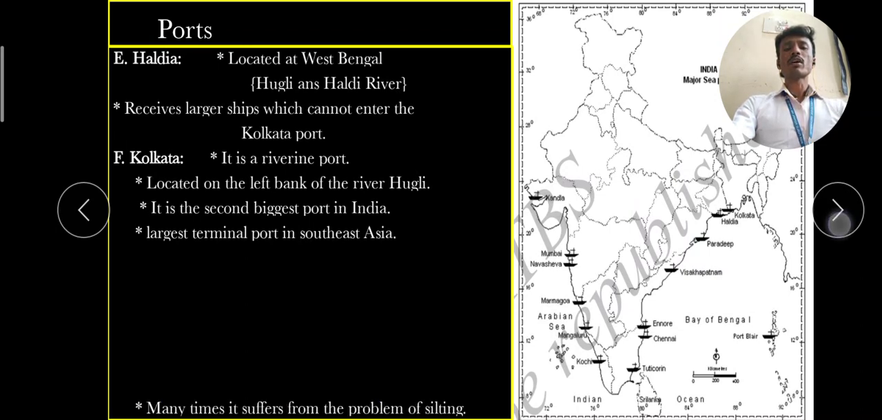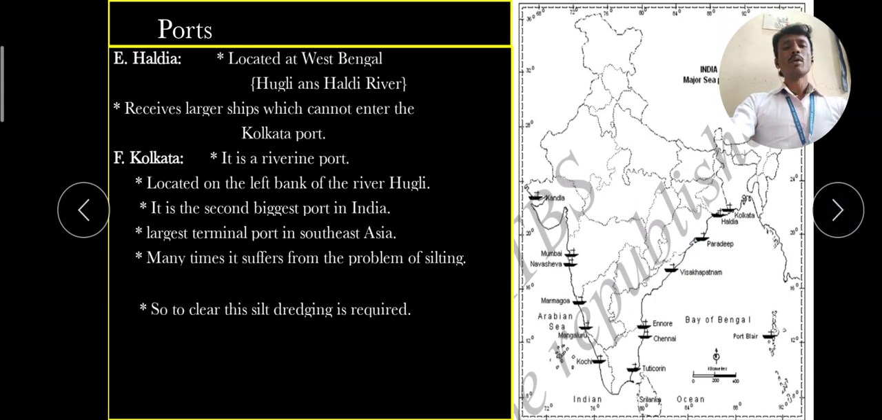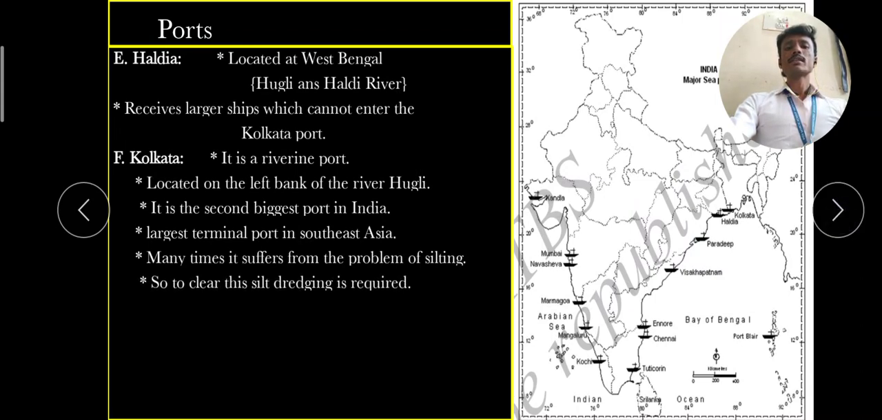So this is about Kolkata, and many times it suffers from the problem of silting. It means the water becomes dirty, covered by soil. Larger ships and steamers are highly unable to enter such ports. So to clear the silt, dredging is required.